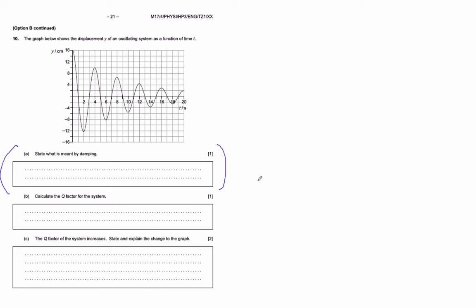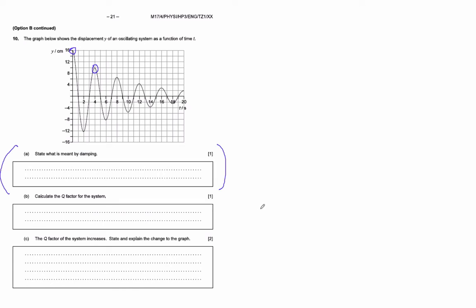And then here, calculate the Q factor. Again, you're going to read off this value here and that value there. What's interesting to me is that in the mark scheme they give this value. It's very strange what they say for that value. When you look at the mark scheme, you'll have to give me your opinion. So I feel like I can read that.